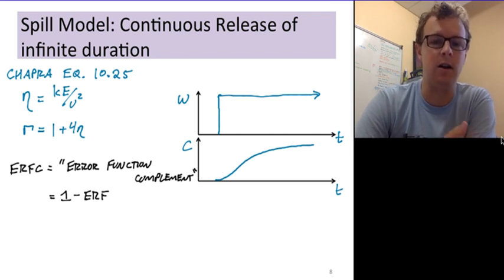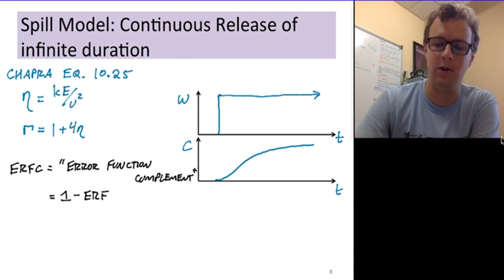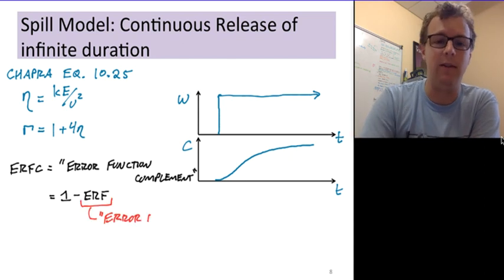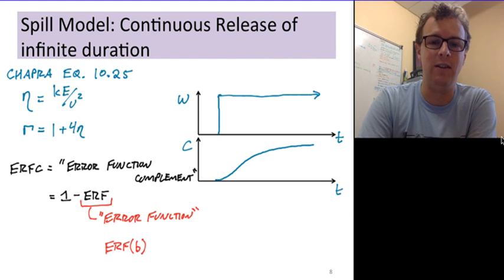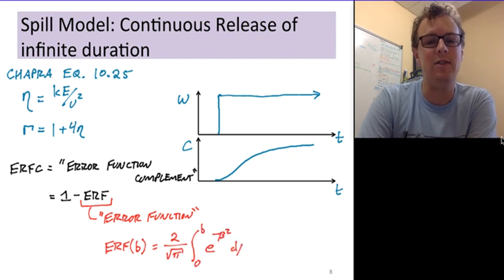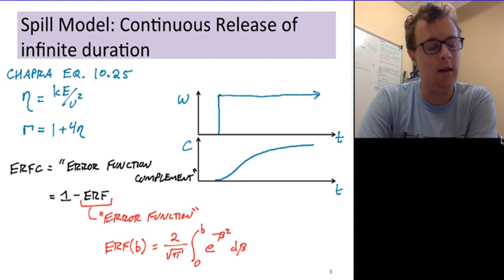And the error function complement is 1 minus the error function. Which, of course, begs the question, what the heck is an error function? An error function is a mathematical function, and for our purposes, we're going to leave that as a black box. Historically, you would have either calculated this or had a textbook or reference book that would have had values of the error function that you would look up.